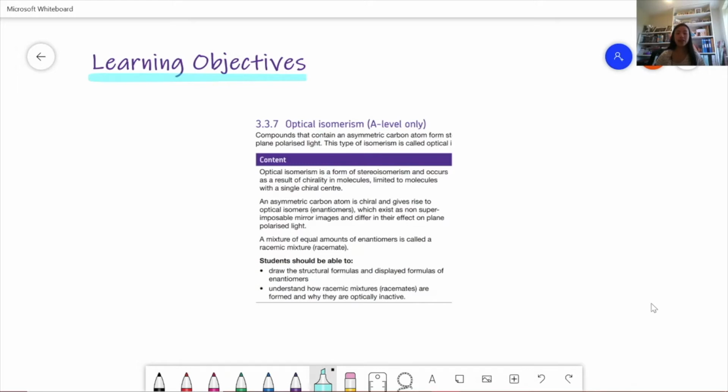Today's learning objectives are all to do with optical isomerism. So we're going to learn about how it's a form of stereoisomerism and occurs as a result of chirality in molecules. And then we're going to look at how an asymmetric carbon atom is chiral and gives rise to optical isomers, which exist as non-superimposable mirror images and differ in their effect on plane polarized light. And we're also going to learn about a racemic mixture or a racemate. So by the end, we should be able to draw the structural formulas and displayed formulas of enantiomers and also understand how racemic mixtures are formed and why they are optically inactive.